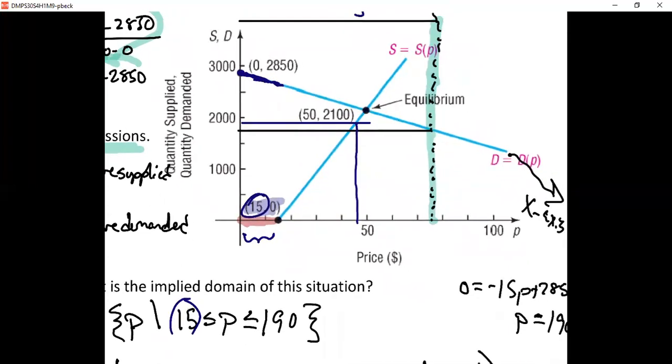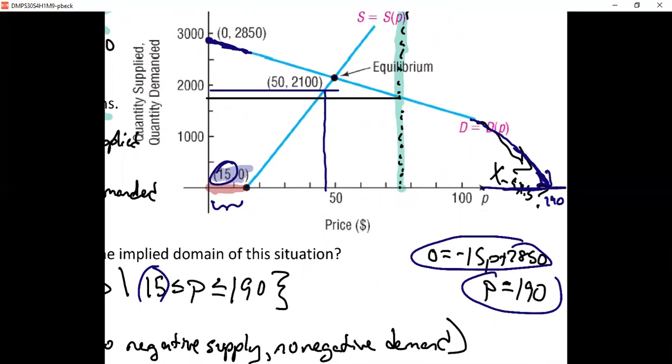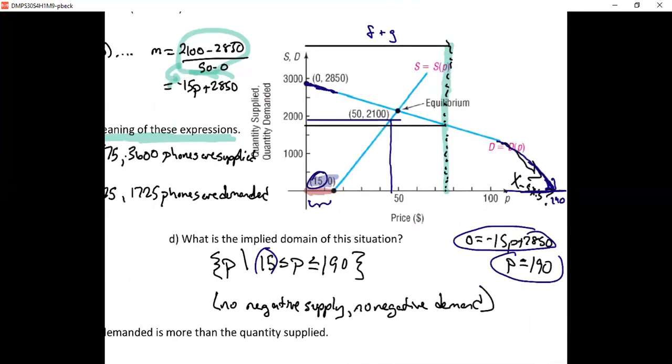Now, the ending value of 190, in order for us to figure that out, we set our demand equal to 0 and solve. Unfortunately, this isn't very well defined on this paper, so pretend that's a straight line where it crosses the x-axis at 190. Therefore, that's our implied domain in this situation. There's no such thing as a negative supply. There's no such thing as a negative demand either.